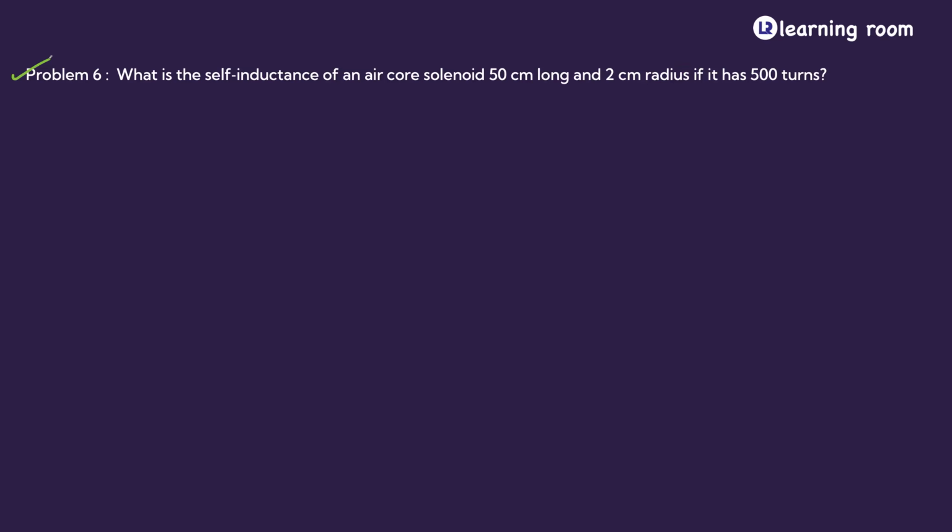So problem 6. What is the self-inductance of an air core solenoid which is 50 centimeter long and 2 centimeter radius? Remember, we derived self-inductance for a solenoid, right? But what kind of solenoid is it? It is a long solenoid. But in this problem, they didn't mention it as a long solenoid. They only called it a solenoid. How will you make a decision whether you should apply the formula that we derived there or not? By looking at the values. Here, if you observe, the length is 25 times more compared to the radius.